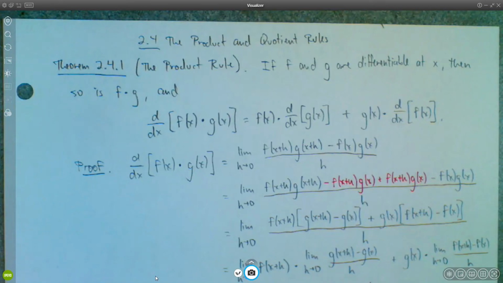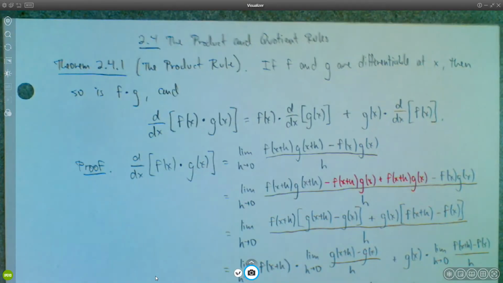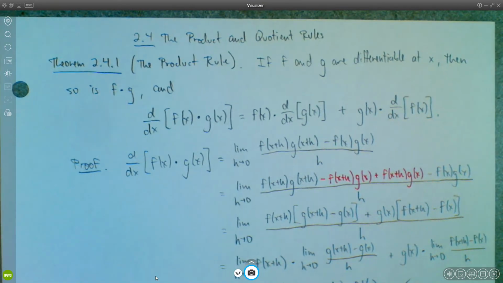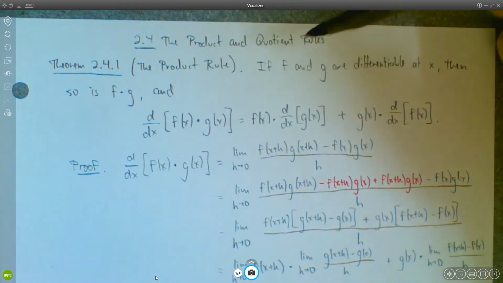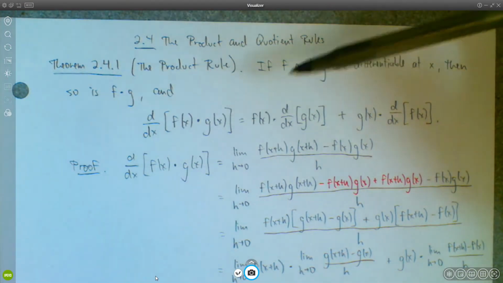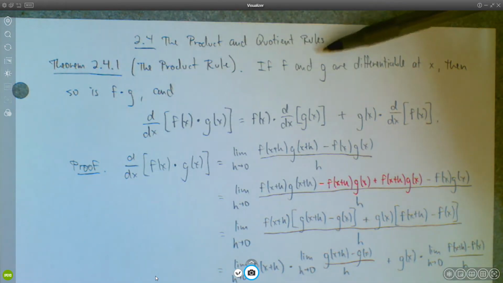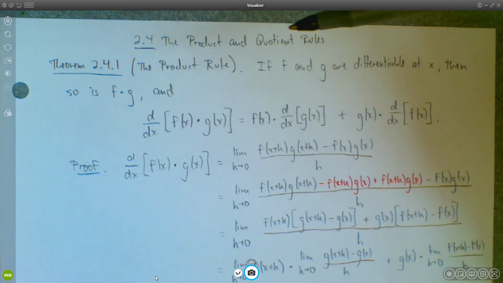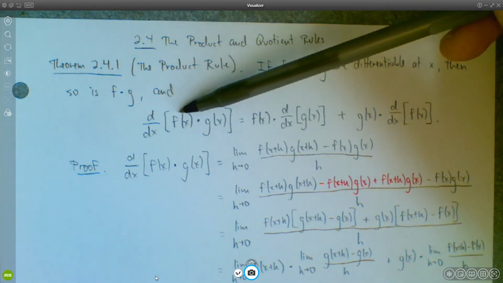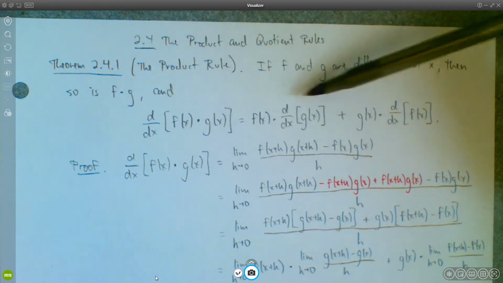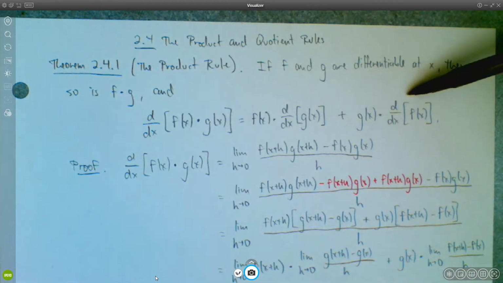Alright, let's talk about the product and quotient rules, 2.4. So, the product rule tells us that the product of two differentiable functions is differentiable, and it also gives us the way to differentiate that product, right? So if f and g are both differentiable, then so is f times g, and the derivative of f of x times g of x is f of x times the derivative of g of x plus g of x times the derivative of f of x.